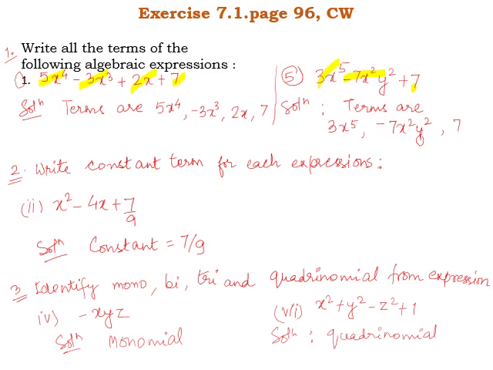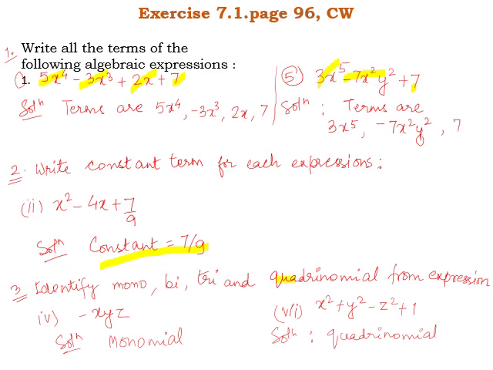Write constant term for each expression. Constant, I told you, has a fixed value. So it will not be having any a, b, c, d, x, y, z. So see the second subpart, x squared minus 4x plus 7 by 9. Here we have an x, here we have an x. 7 by 9 is the constant term. Clear?